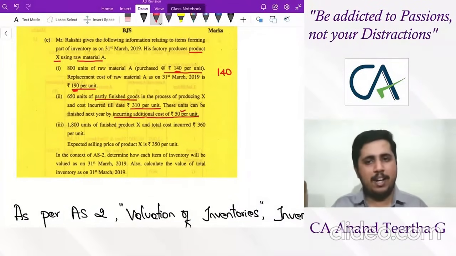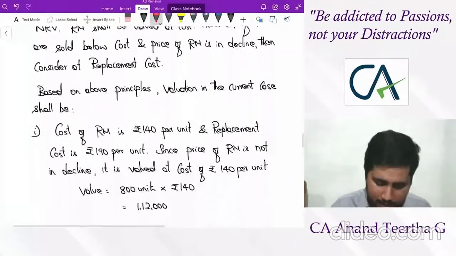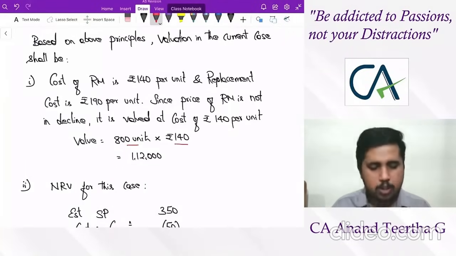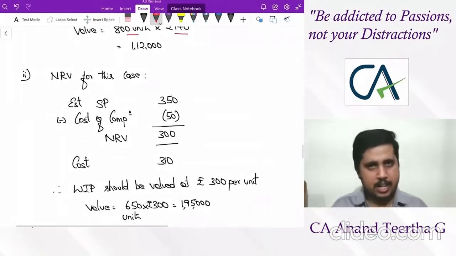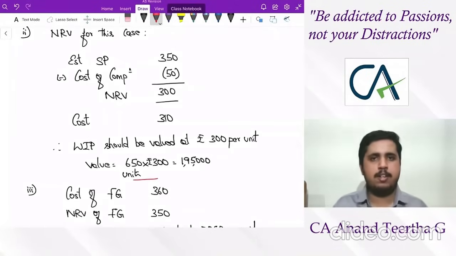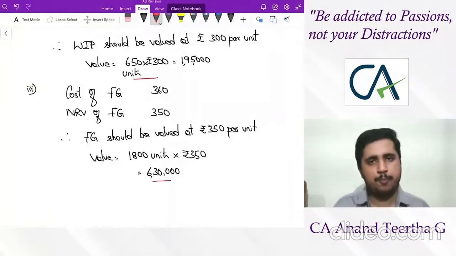The first paragraph is going to tell us about the valuation mode and valuation norms that have been considered, and after that, based on the principles, keep on writing your answer. The first value is at 140, multiplied with the number of units. 800 into 140 will give me the value. Second, NRV has to be calculated as said. 300 is NRV, then compare 310 or 300, whichever is less, and multiply with the number of units. Finally, finished product 360 or 350, whichever is less, and get the value. One thing I haven't done, which you people have to do: add all the 3 points to get the total value of inventory.